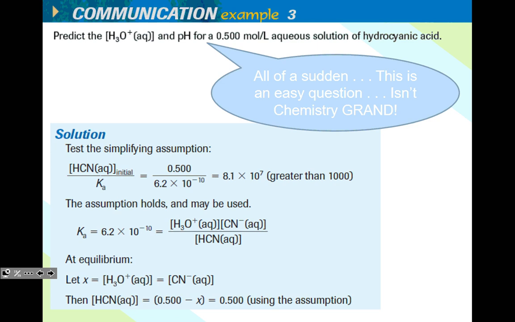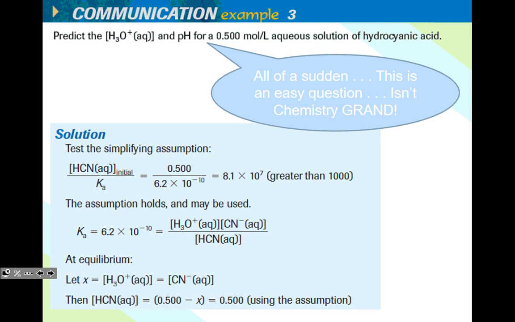Let's try another one. Predict the hydronium ion concentration and the pH for a 0.500 moles per liter solution of hydrocyanic acid. All of a sudden, this is an easy question. This is what I love about chem. When you first look at something, it feels so ominous. And then when you actually work it out, it's like, oh, it's not a big deal. And right now, you're just going to go to your shortcut. You're not even going to worry about using the quadratic equation. Don't even think about it.